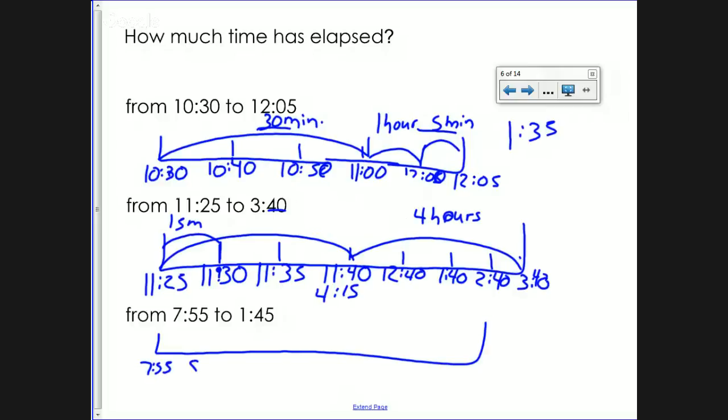$7:55, then we count by fives, we get to 8 o'clock. That's 5 minutes. And then 9, 10, 11, 12, 1 o'clock. And then we will go, those will be our hours. And then we will add 45 minutes to go to 1:45.